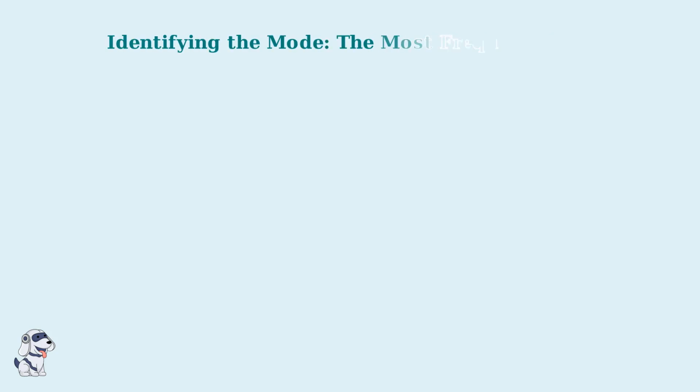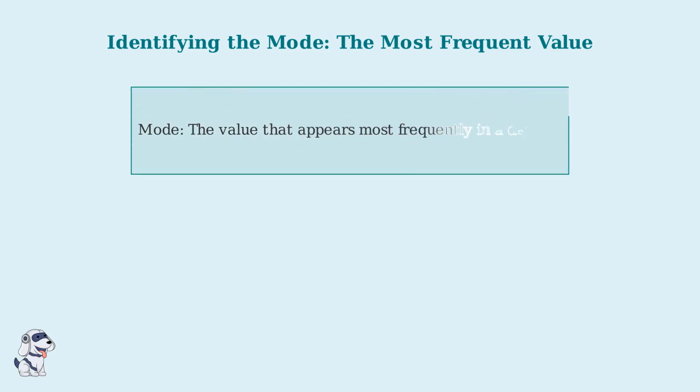The mode is a fundamental measure of central tendency that identifies the most frequently occurring value in a dataset. Understanding how to find and interpret the mode is essential for statistical analysis. The mode is defined as the value that appears most frequently in a dataset. It tells us which data point occurs more often than any other.